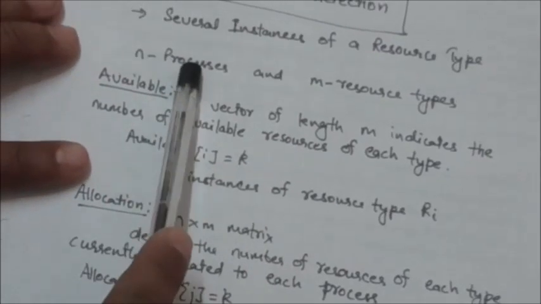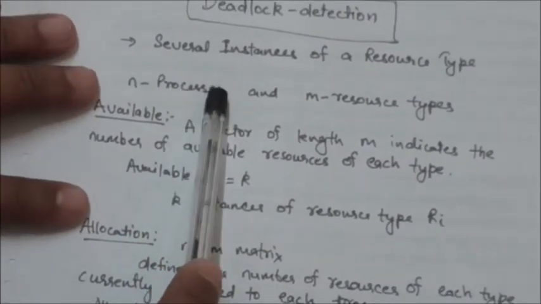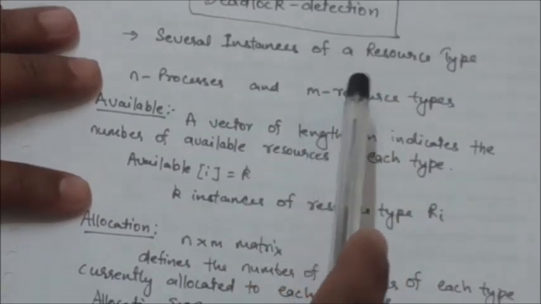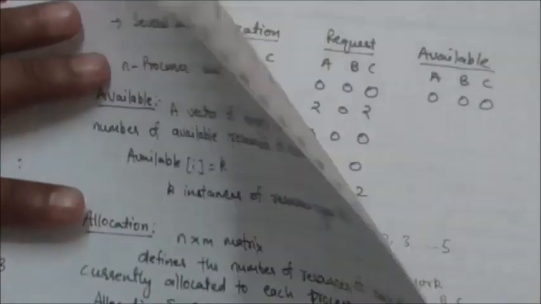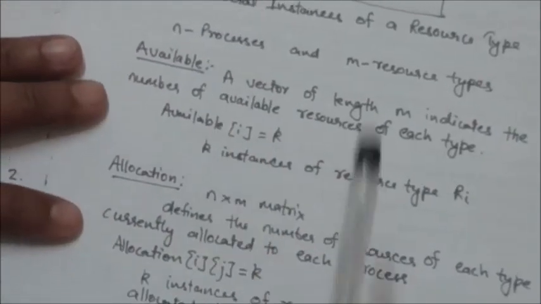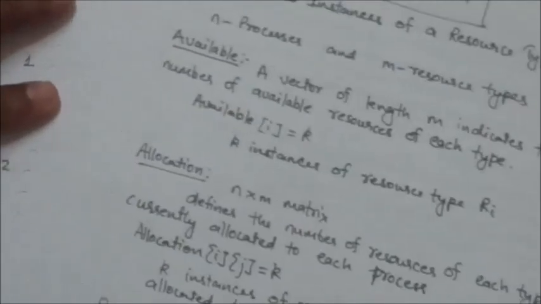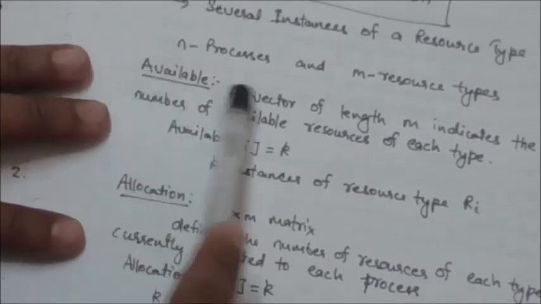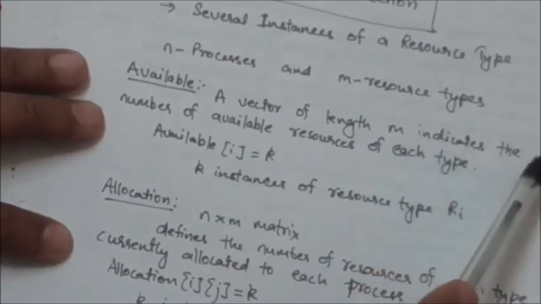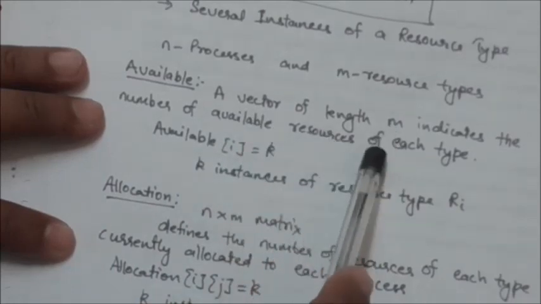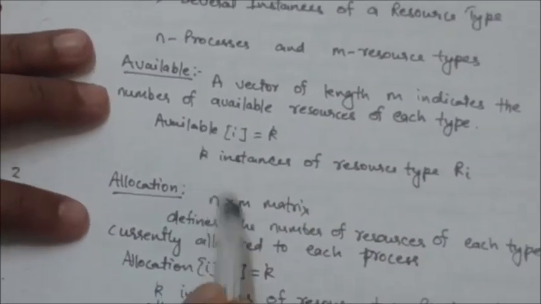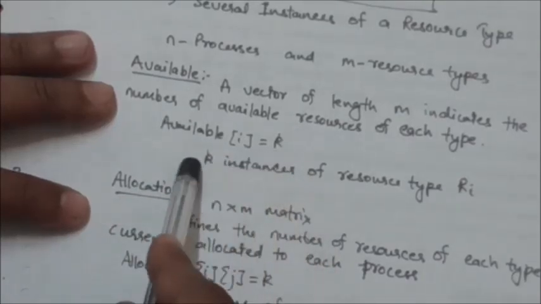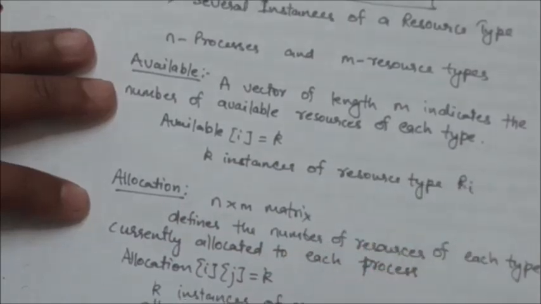Now suppose there are n processes, p1, p2, p3, and so on up to pn, and there are m resource types in the system, r1, r2, r3, and so on up to rm, right? To implement this algorithm we need to keep some data structures as we kept in Banker's algorithm. One is Available, a vector of length m, indicating the number of available resources of each type. If in this vector Available at index i the value is k, it means there are k instances of resource type ri.